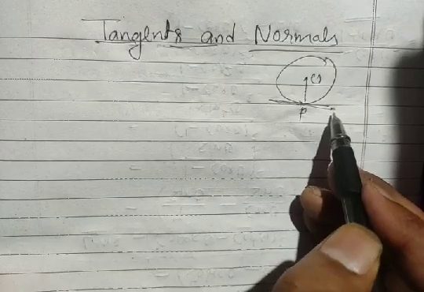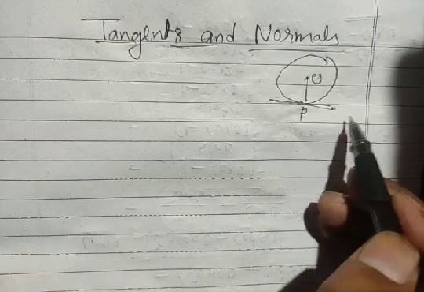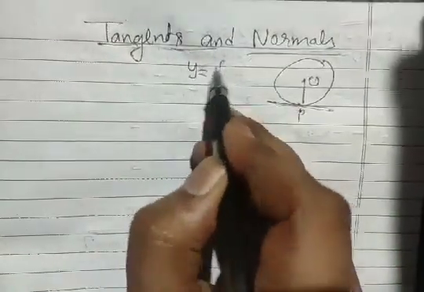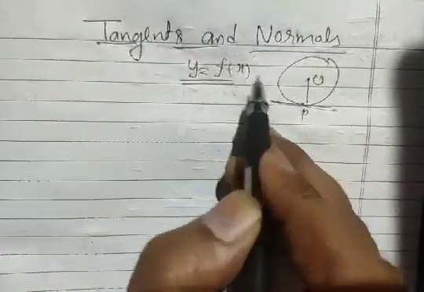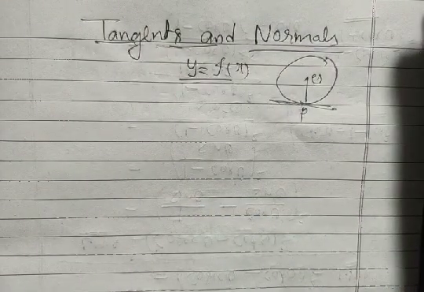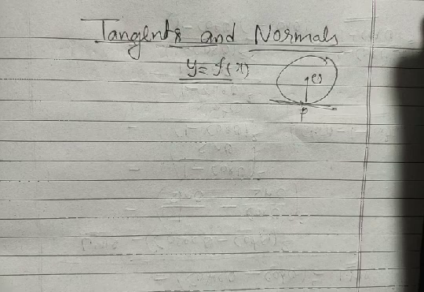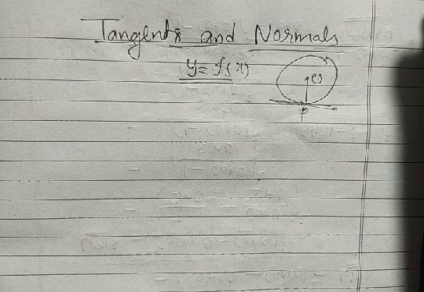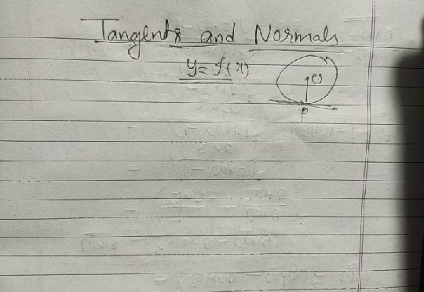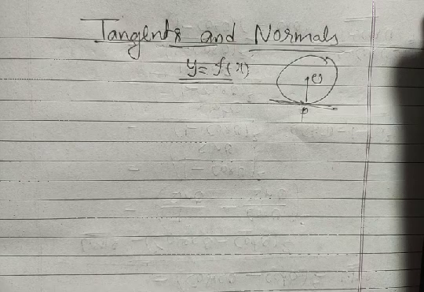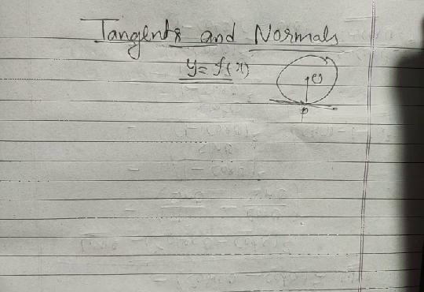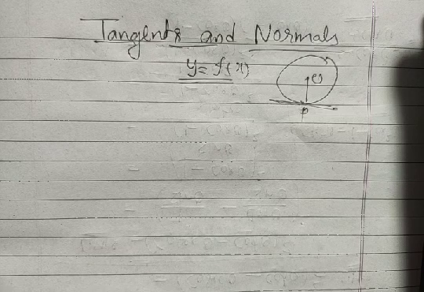But we have so many curves. If we take any general curve, y equal to f(x), and somebody asks what the tangent or normal is there, the problem is more difficult. We cannot use the circle definition of tangent to get the tangent for any curve.